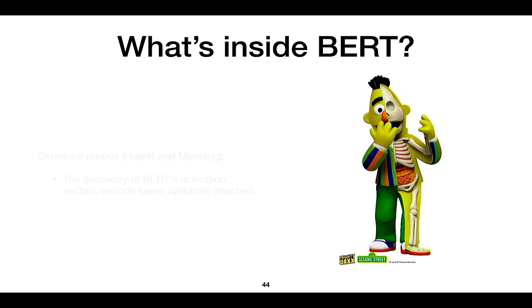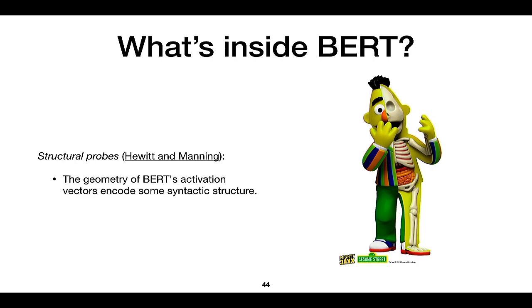There was a strange and interesting paper from Hewitt and Manning showing that by looking at the geometry of the word and context representations coming out of BERT, you can show that these are spatially arranged in a way that somewhat reflects syntactic structure. More evidence that these models are doing at least some implicit parsing.